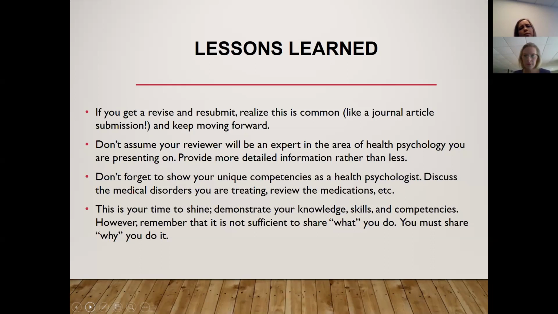Don't forget to show your competencies as a health psychologist. We do want to see you talking about the different medical disorders that you're addressing. We want to hear you talking about the medications, how you talked with the primary care physician, how you talked with the referring provider. Make sure that the specific competencies from health psychology really shine through. You can go back and read some of the key articles about what those competencies are and ask, have I highlighted this? And not just treatment of depression.